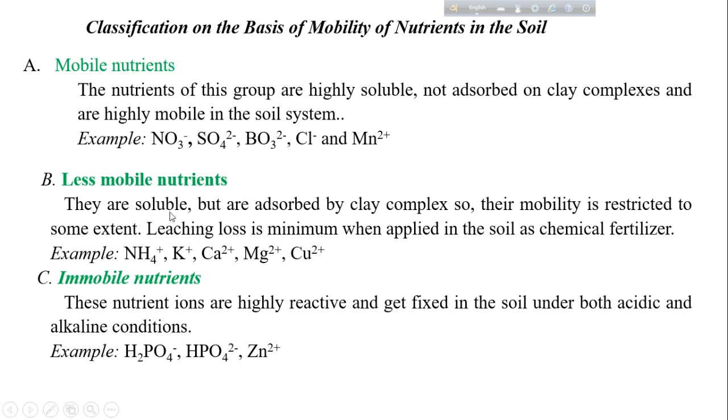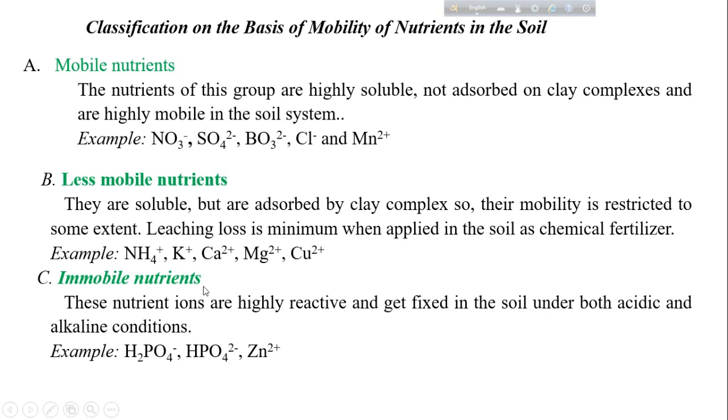Less mobile nutrients: they are soluble but are absorbed by clay complex, so their mobility is restricted to some extent. Leaching loss is minimum when applied in the soil as chemical fertilizer. Examples of this group are ammonium, potassium, calcium, magnesium, and copper. As they are cations, they can be easily adsorbed with the clay particle, as clay particle has an ion surface which can fix these cations.